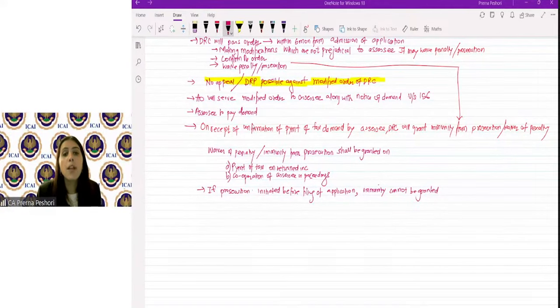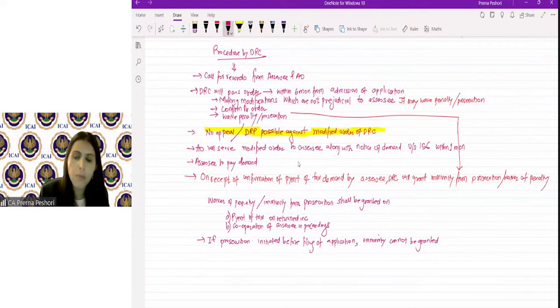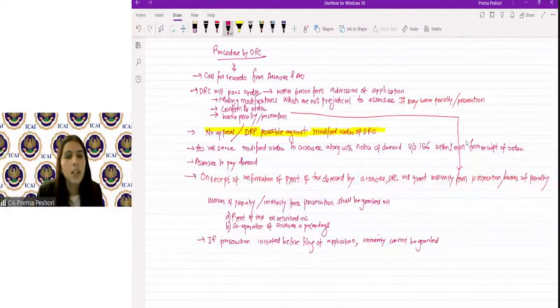Are we clear? And when the AO has to pass the order: upon receipt of the order of the DRC under this section, the AO shall, in a case where the draft order is passed, pass a final assessment order, or in the case where the final assessment order is passed, pass a modified order within a period of 1 month from the month in which the order is received. So AO will serve the modified order to the assessee along with the notice of demand. This is within 1 month from receipt of order.